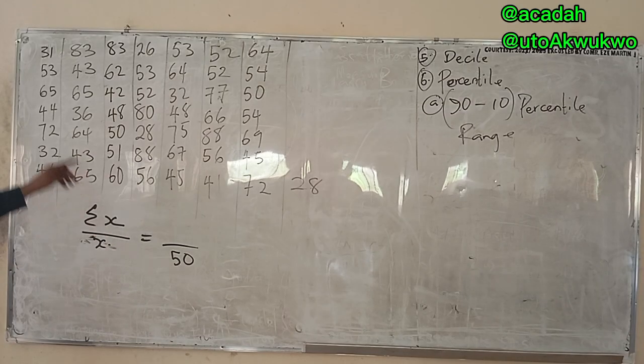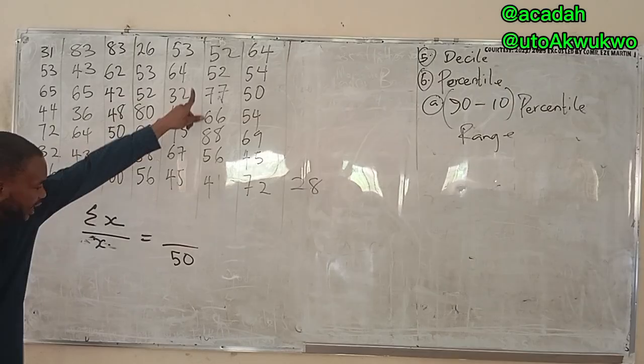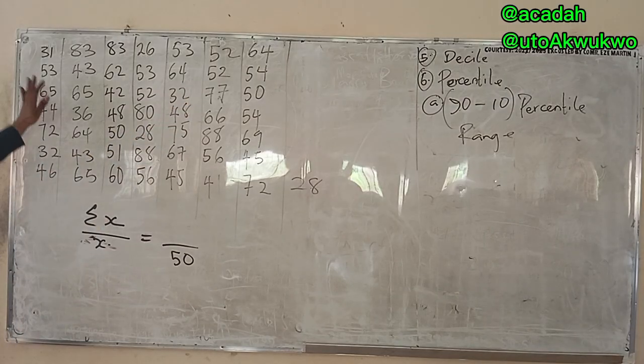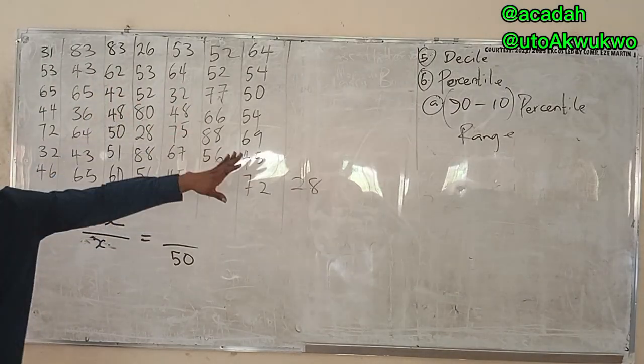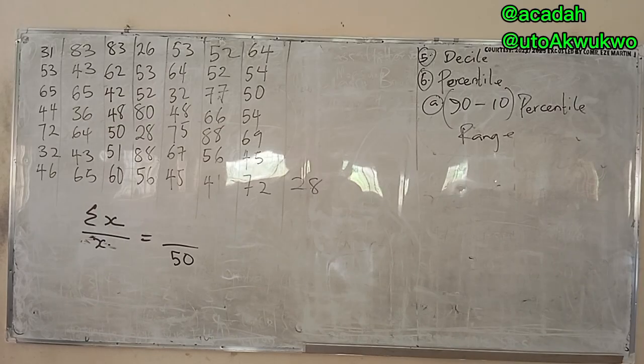And how to use this formula is simply the sum of each of the things here divided by the total. So add everything here and divide by 50, which is the total. That is you obeying the formula.